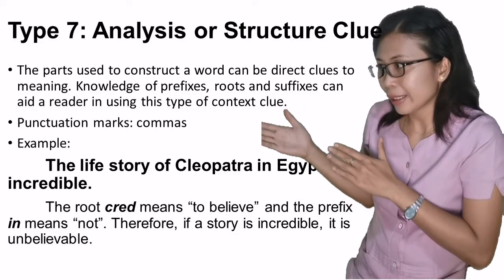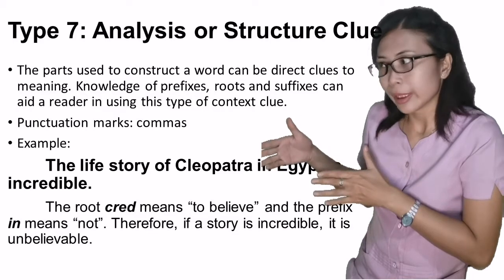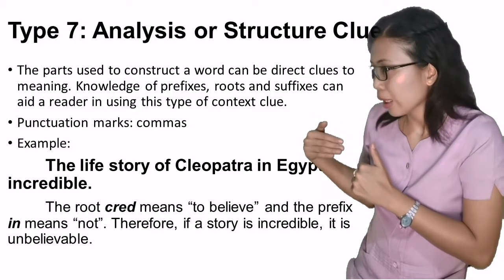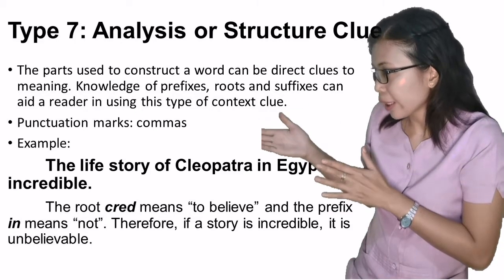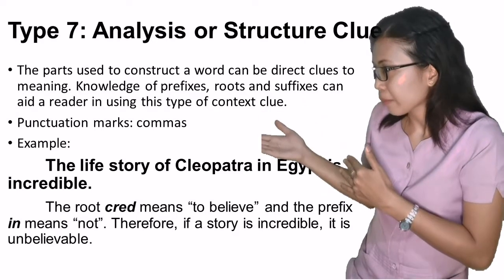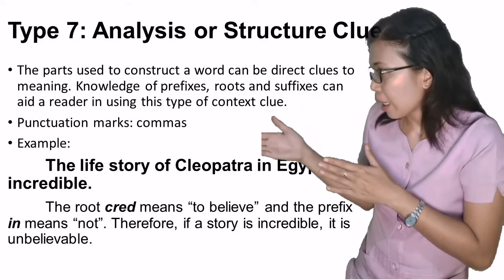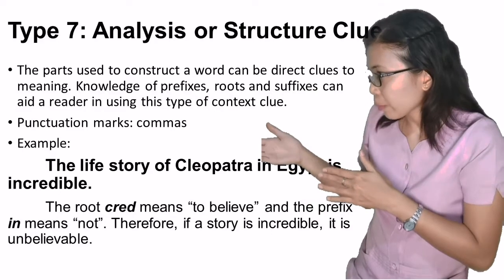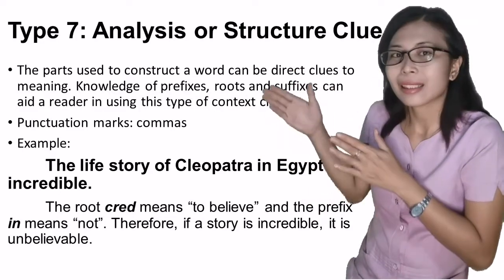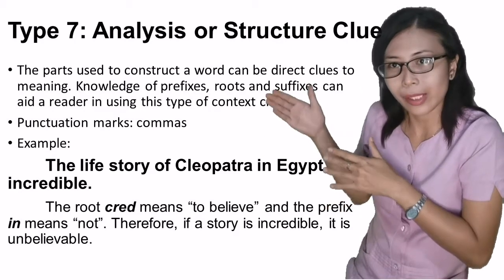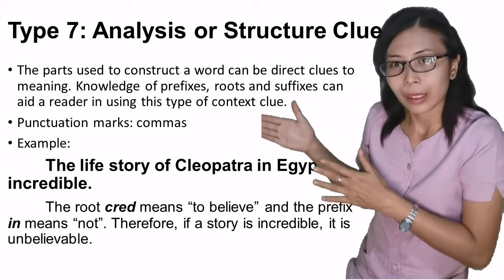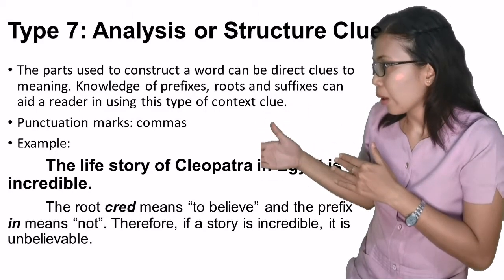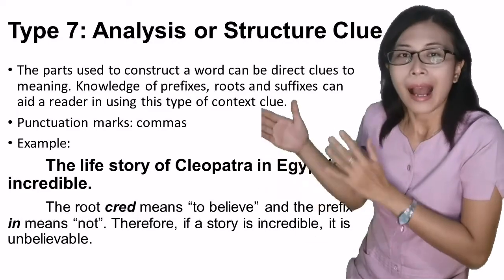The prefix is in, the root word is cred, and dible is the suffix. The root word is cred, and it means to believe. But the prefix is in, which means not. Therefore, it means not to believe or unbelievable, since the suffix is about able, the capability of. So, the life story of Cleopatra is unbelievable.